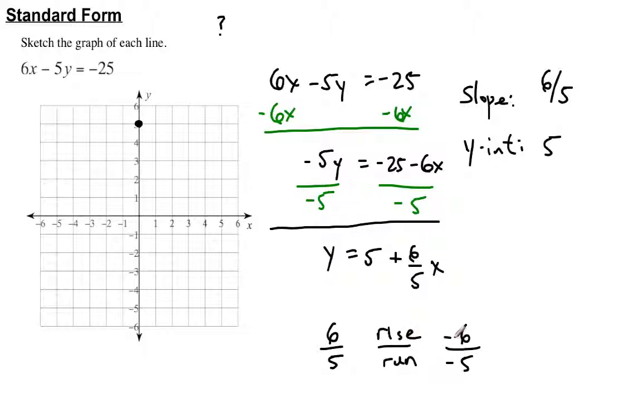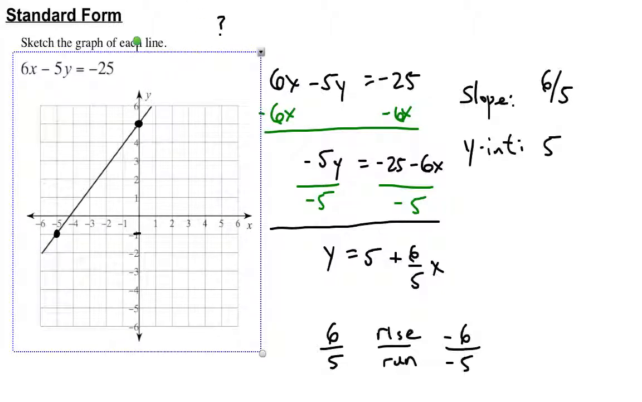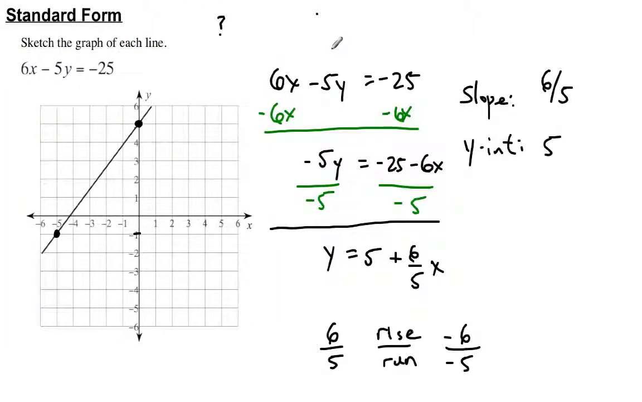How do we rise negative 6? Well, we go down 6. So down 6, and then run negative 5. So go this way, negative 5. Here's that point. The graph for this one is going to be a straight line right through these points, more or less. Something like that. Okay, does that make sense?